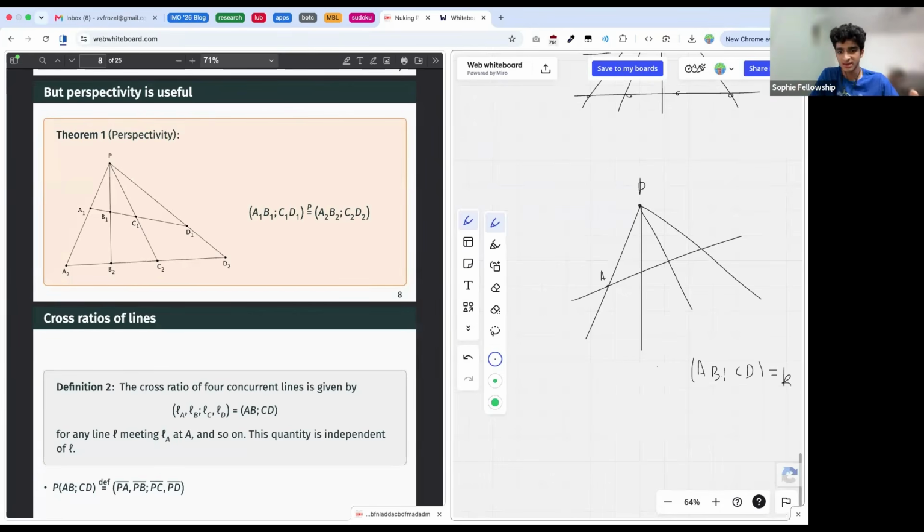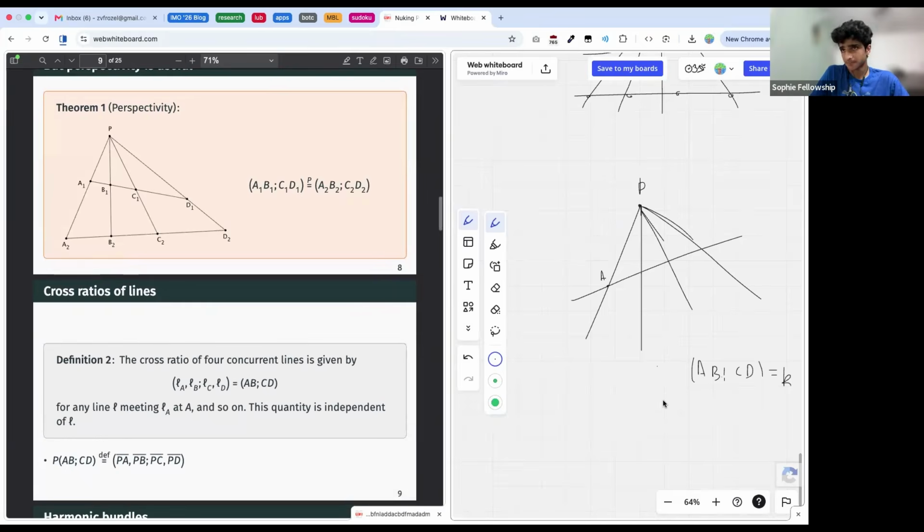Okay, so this is kind of a duality statement. Whatever is true for points is also true for lines, in the sense that if you have these 3 lines, then as you move the 4th line around this pencil of lines, the cross ratio gives a bijection from the pencil to R union infinity.